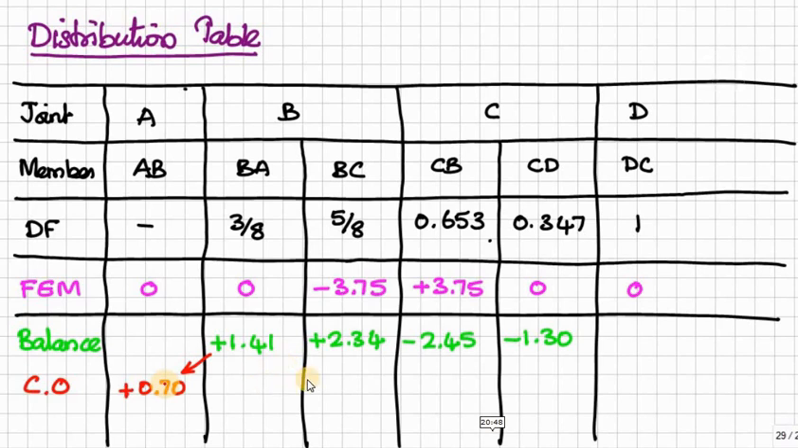Okay. Similarly, from BC, the opposite end is CB. That means plus 2.34 divided by 2 will be carried over to the other end, because CB is an intermediate joint, so it can accept. Similarly, from CB, the opposite number is BC. BC is also an intermediate joint. Therefore, half of this moment will be carried over to here.